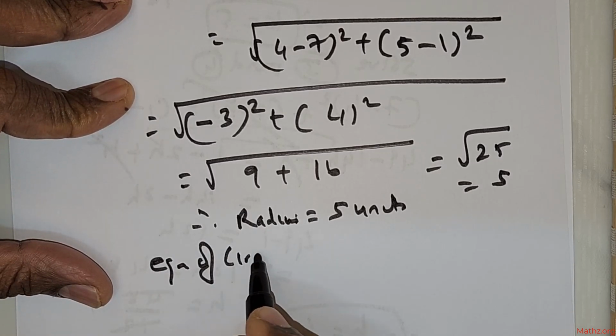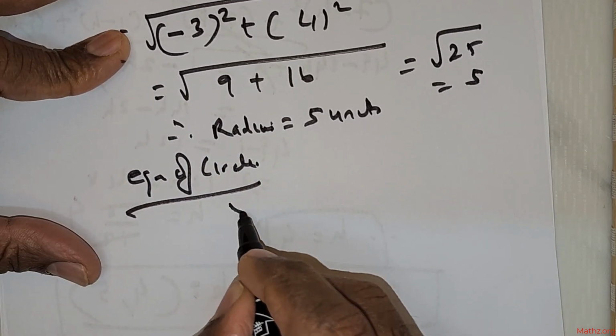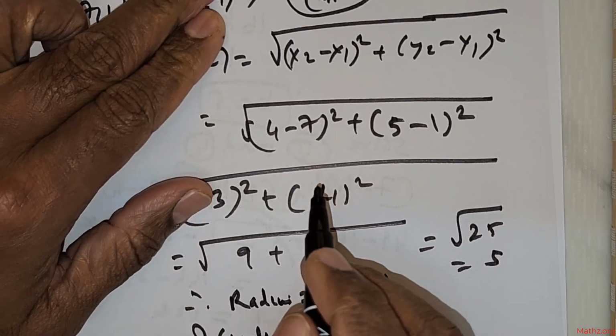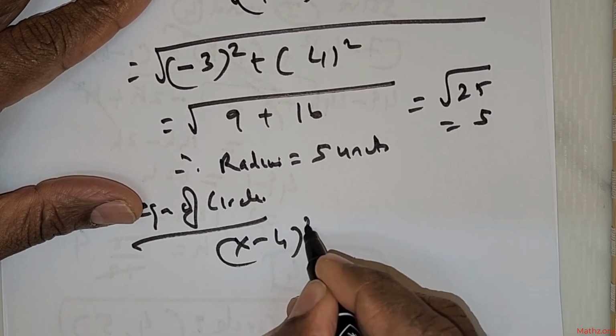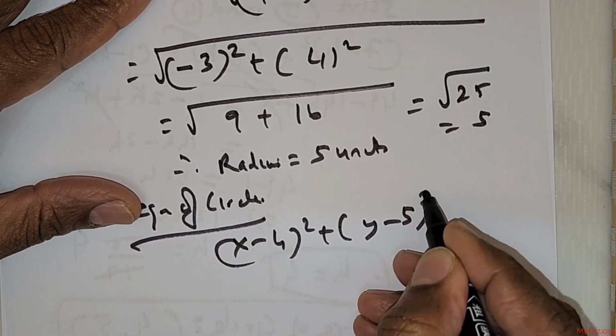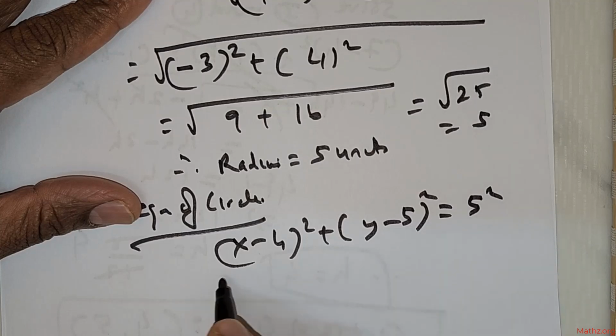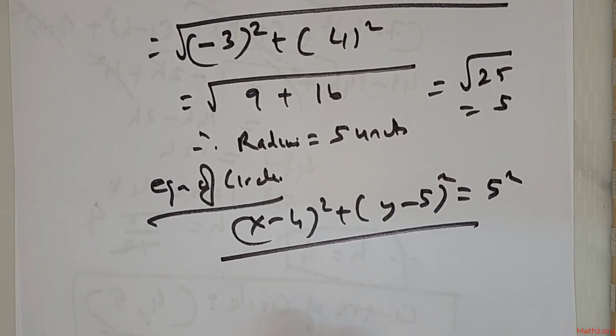So the equation of the circle is going to be (x − 4) the whole squared plus (y − 5) the whole squared is equal to 5 squared, since the center is (4, 5). So that is the equation of the circle. That is exactly what is needed. So we are done with that.